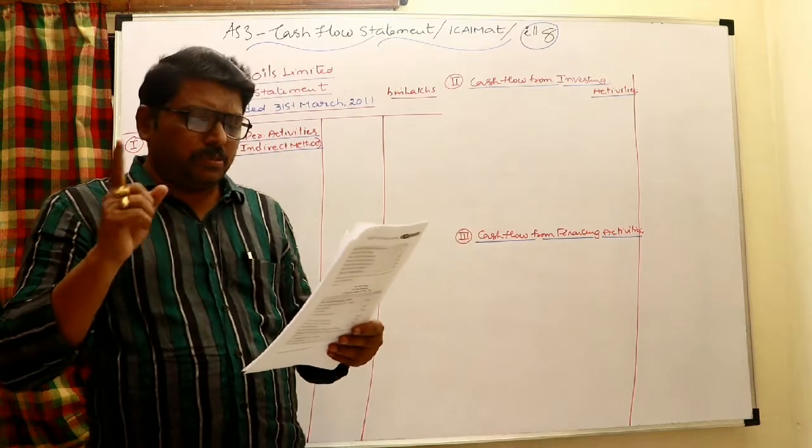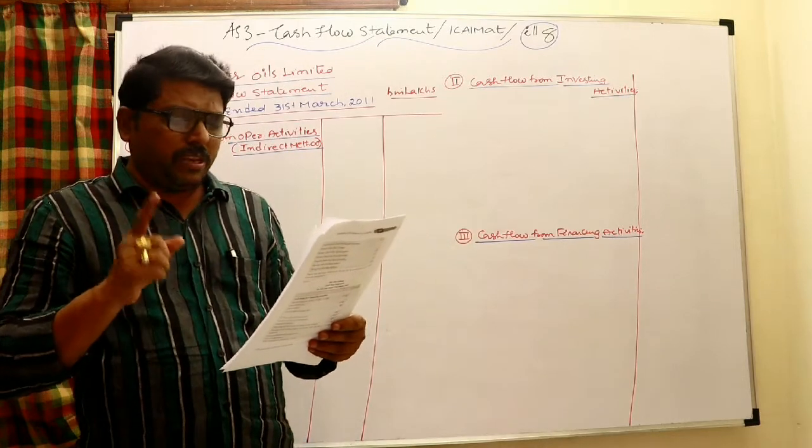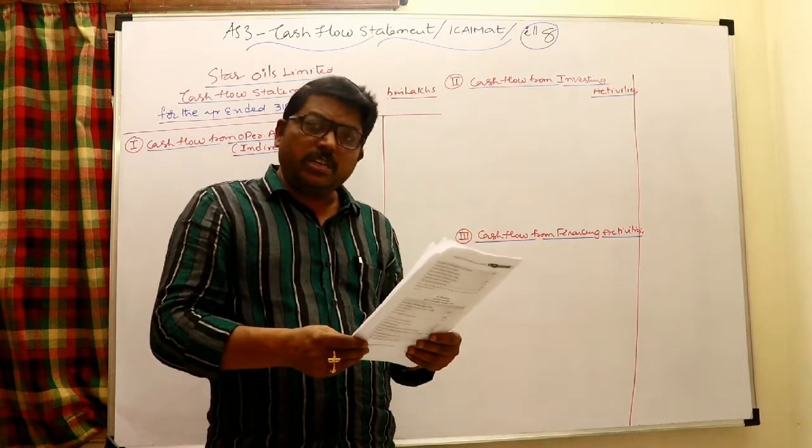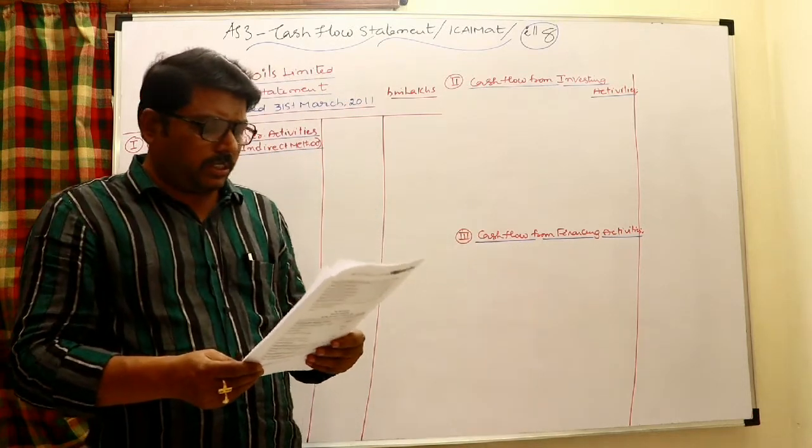Sold at 100 profit, which means the amount received by sale of investment is 27,865. So it should be shown as an investing activity, the amount received towards that.